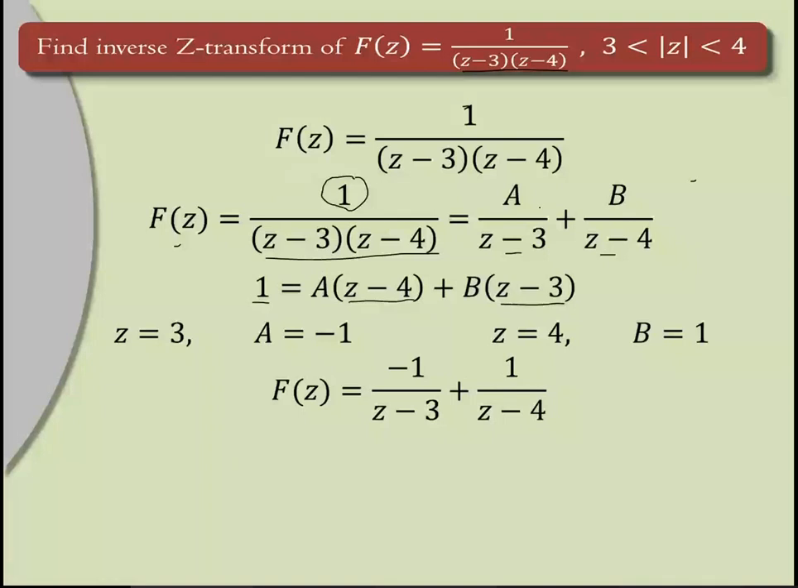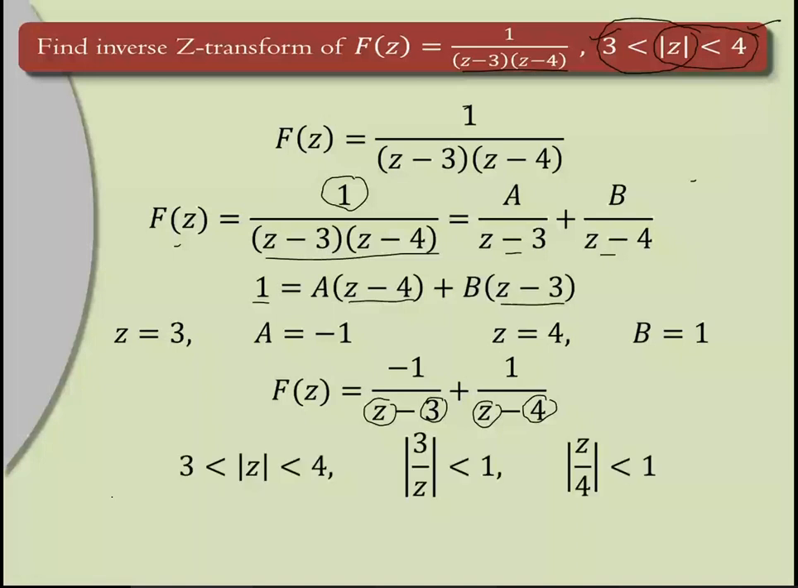Now look at the ROC. Check the condition between z and 3 and check the condition between z and 4. Now we know the relation between z and 3 as mod z is greater than 3 and mod z is less than 4. So make use of these two conditions. Mod z greater than 3 and mod z less than 4.